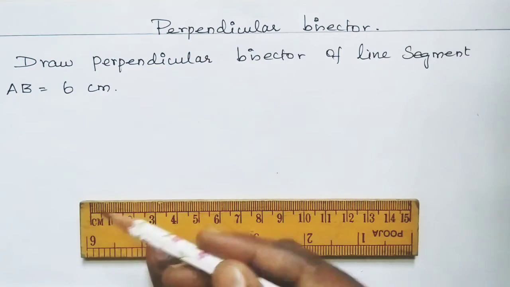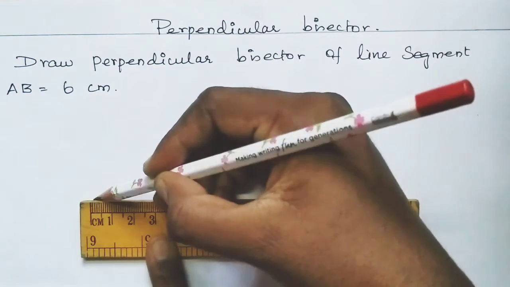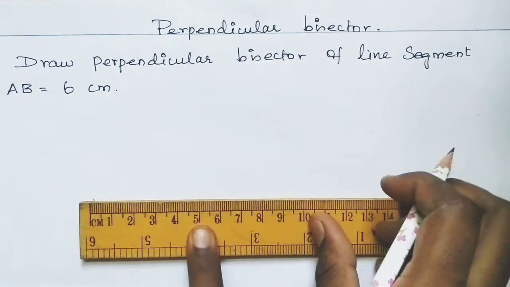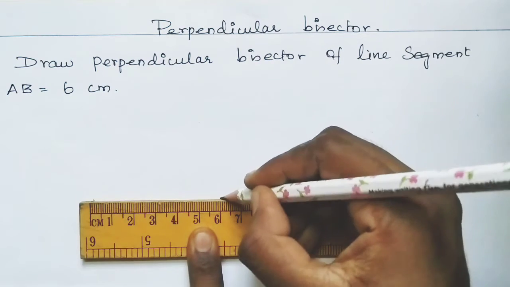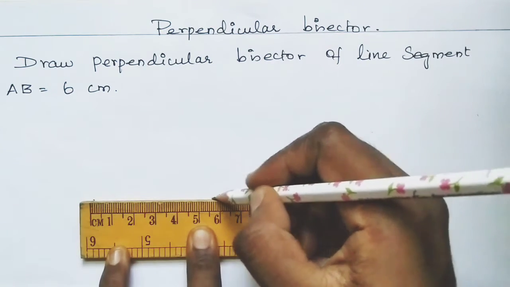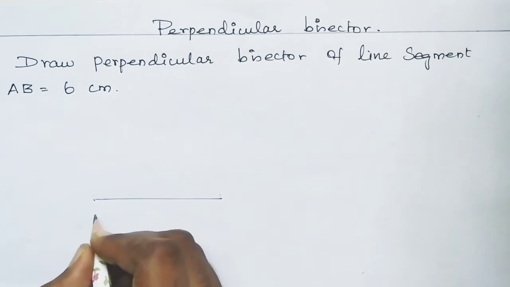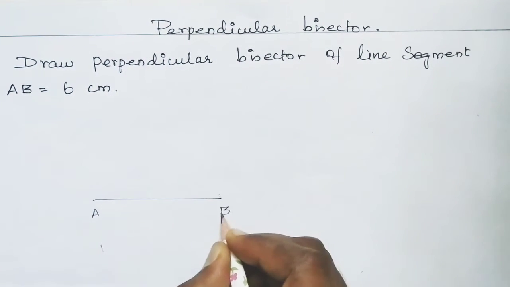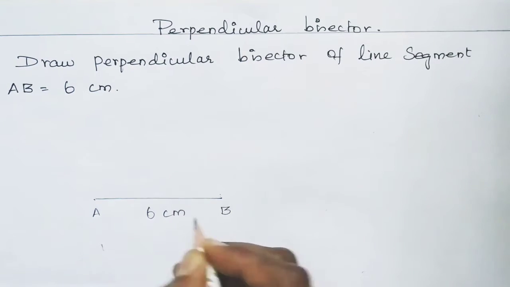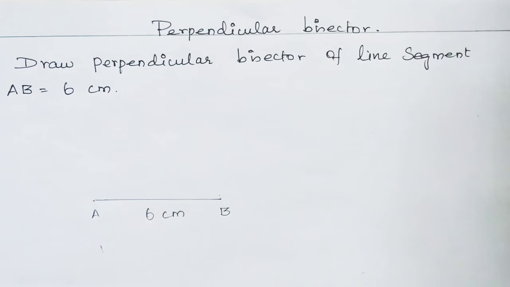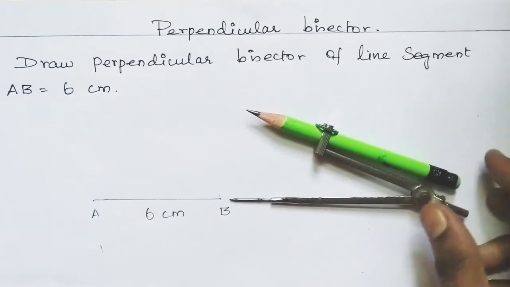Are you able to see, children? 0 to 6. Then draw a line. So it is AB, 6 centimeter. Now take your compass.